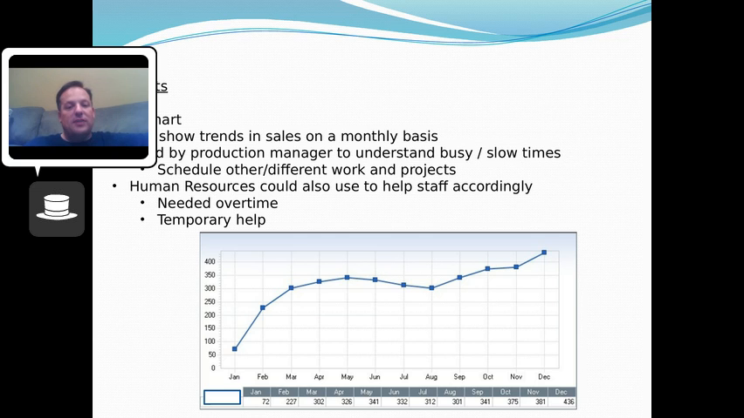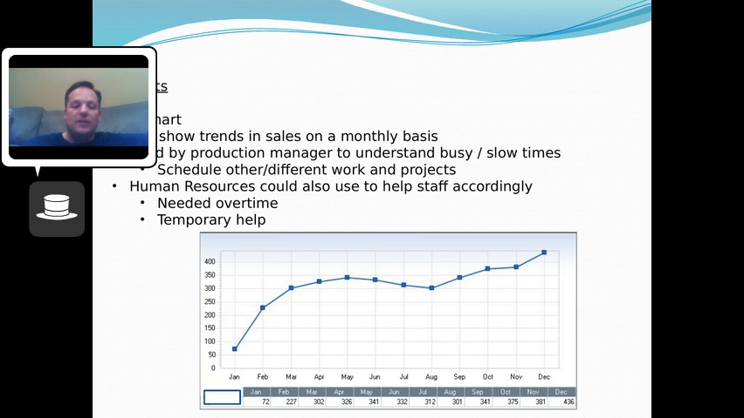Human resources could also use this to help staff accordingly. Are we going to need overtime? Are we going to have projected overtime numbers? Maybe if we see that every year from May to July is the busy time, we hire some summer help. Pay a decent wage, bring in some summer help to get us through those big pushes so we don't have to run overtime.